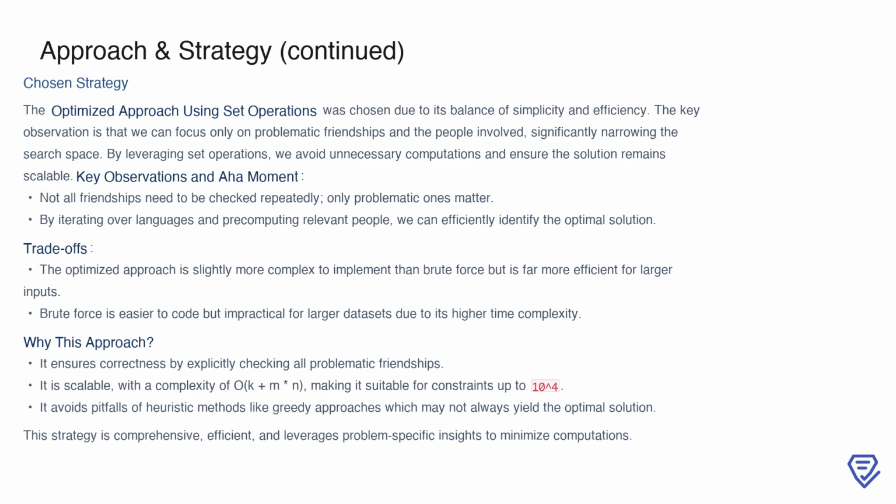simplicity and efficiency. The core insight here is that we only need to focus on problematic friendships and the people involved, rather than repeatedly checking all friendships. By leveraging set operations, the approach minimizes unnecessary computations, ensuring scalability for larger datasets.